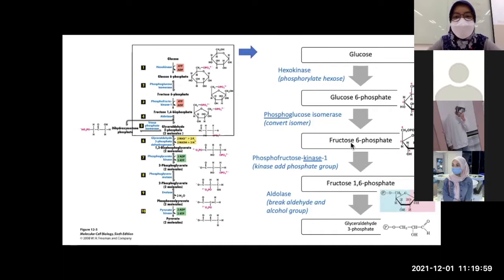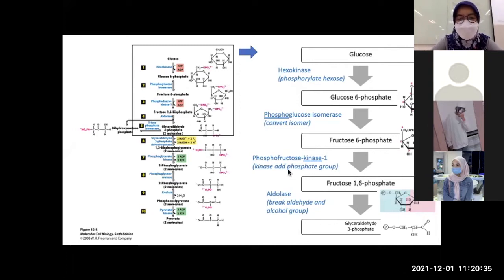Okay, so next, fructose 6-phosphate will turn into fructose 1,6-phosphate, meaning that now there's another phosphate group added to it. So at carbon 1, we have one phosphate group, and at carbon 6, another phosphate group. So that is why fructose 1,6-phosphate. Another common enzyme that is adding phosphate group would be kinase. So apart from hexokinase, this one is phosphofructose kinase 1.